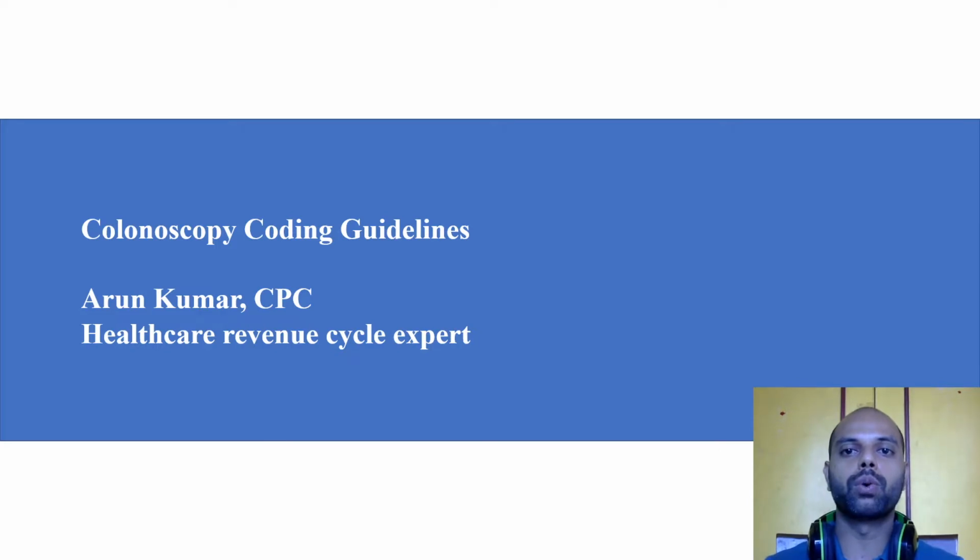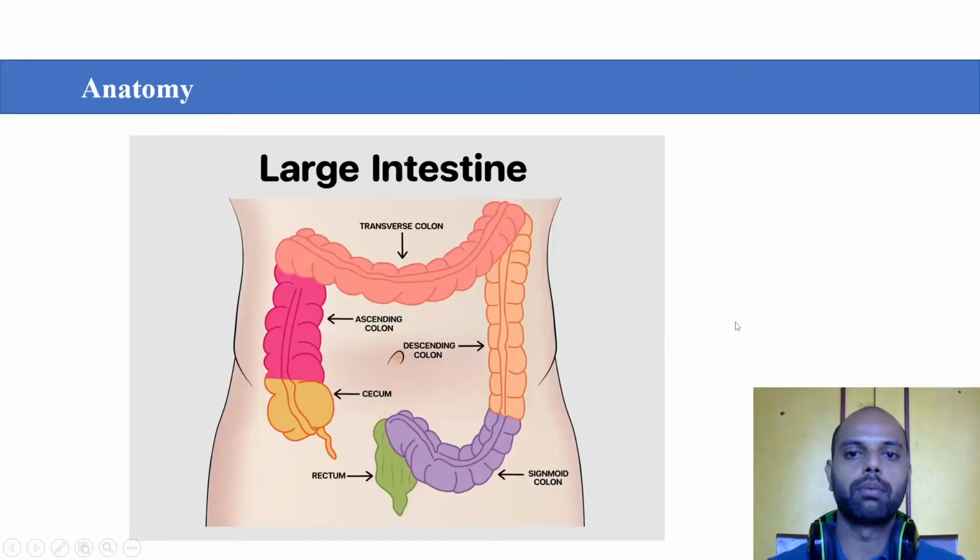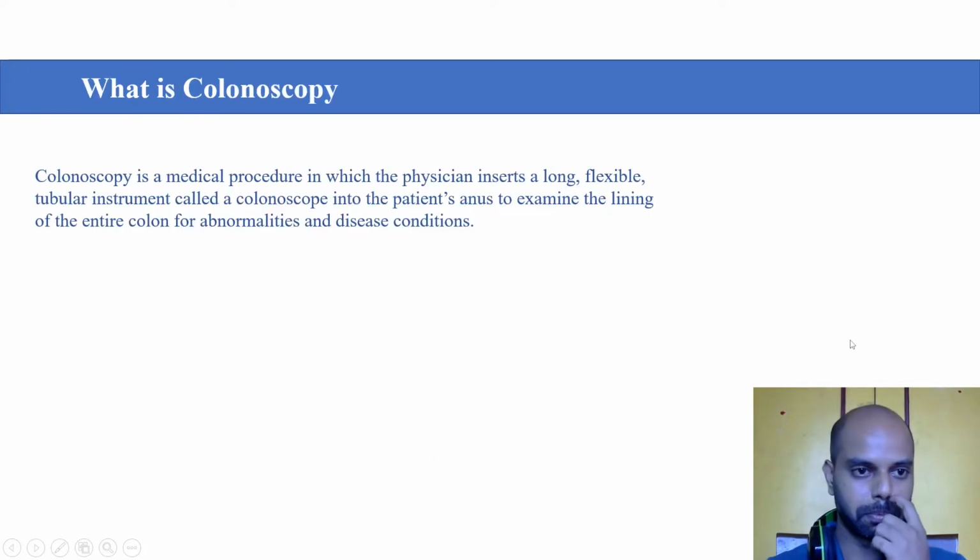In this video, we're going to see how to code for colonoscopy procedure. Before moving to the coding of colonoscopy, we should know the anatomy of a large intestine. A large intestine consists of cecum, ascending colon, transverse colon, descending colon, sigmoid colon, and rectum.